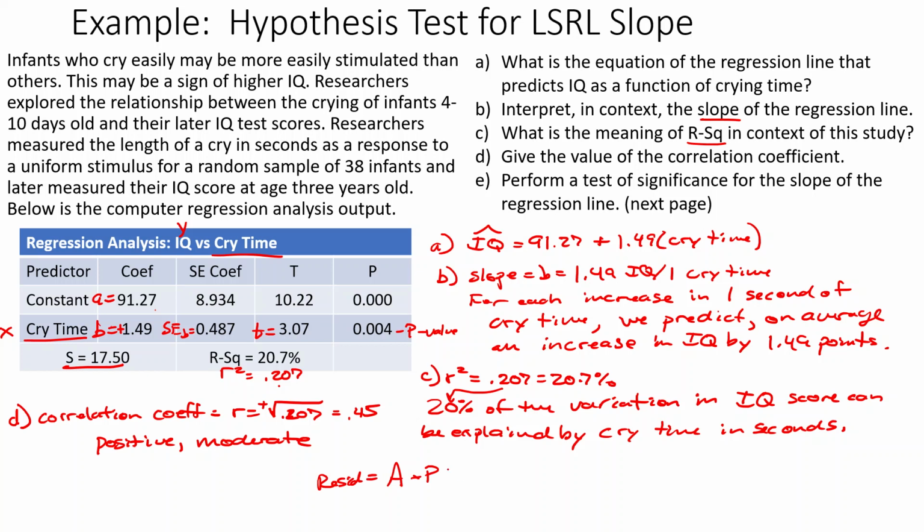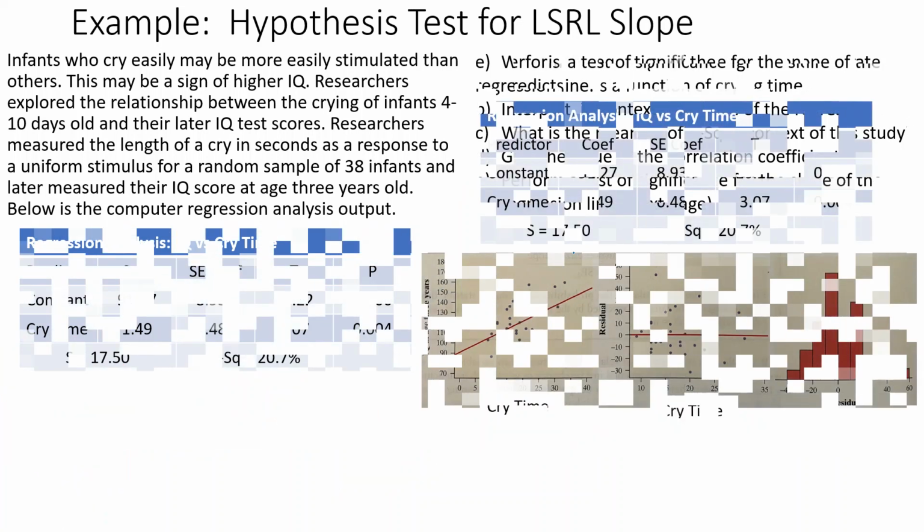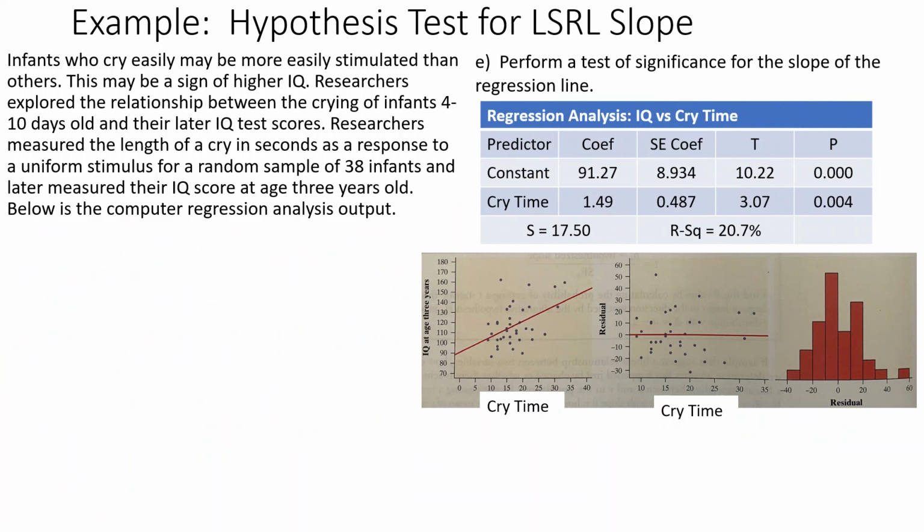All that sort of stuff is all fair game for these type of questions. But the last one it's asking us to do here, part E, perform a test of significance for the slope of the regression line. All right, well, we're gonna need more room and we're gonna need some more graphs. So there's the more graphs we need and there's the more room.